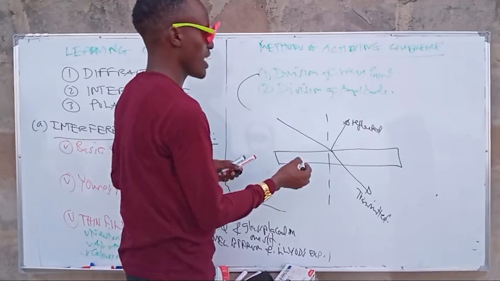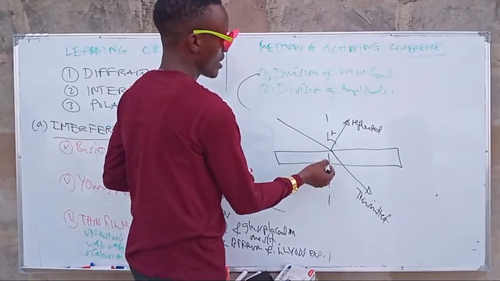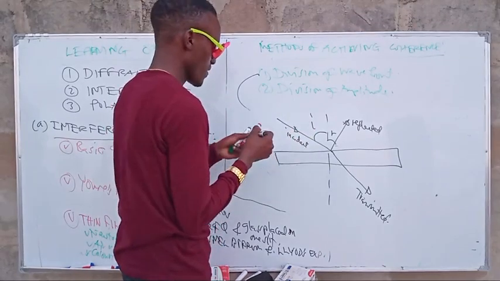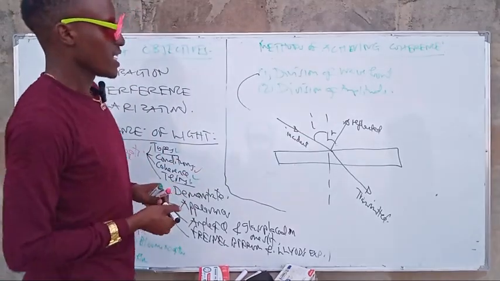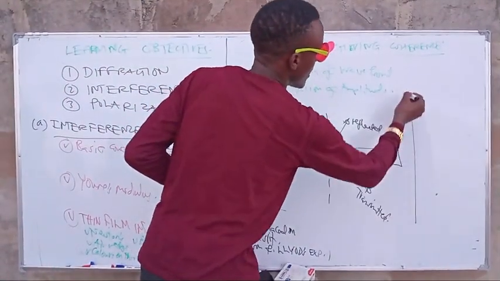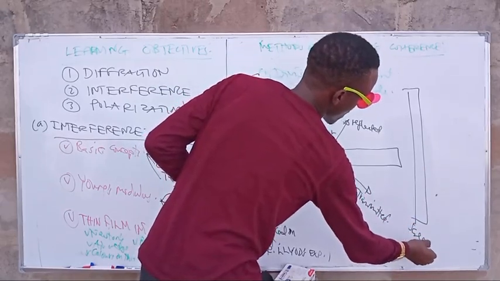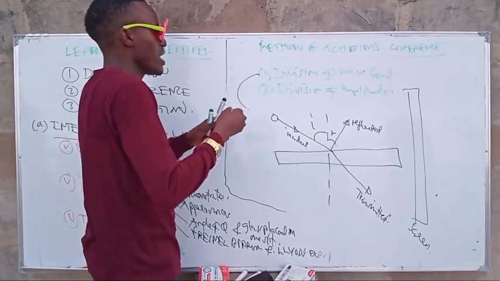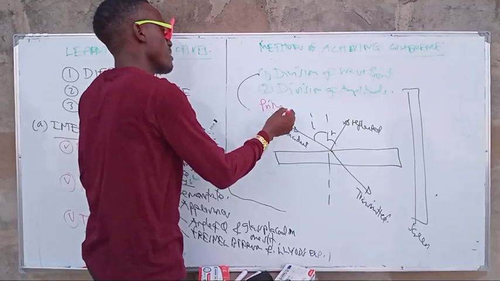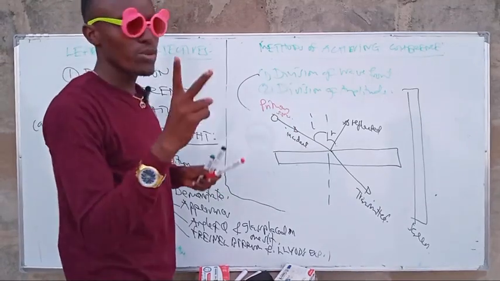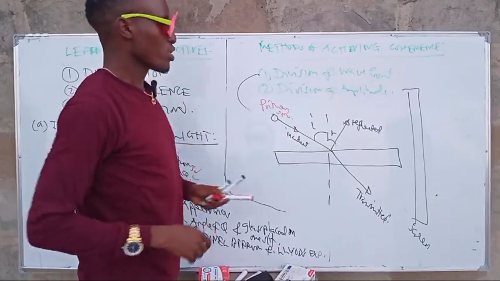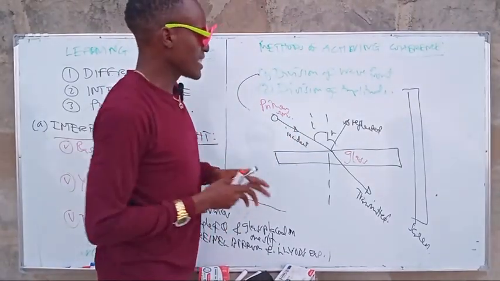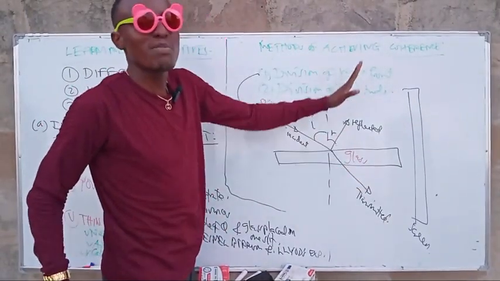Let's say this is the normal line here. This is the reflected ray, while this is the incident ray. Just observe this. This is the screen to observe, and this is the primary source. How do you obtain the two coherent sources? By this method. You illuminate on the glass, which is transparent, and a part is transmitted and a part is reflected.